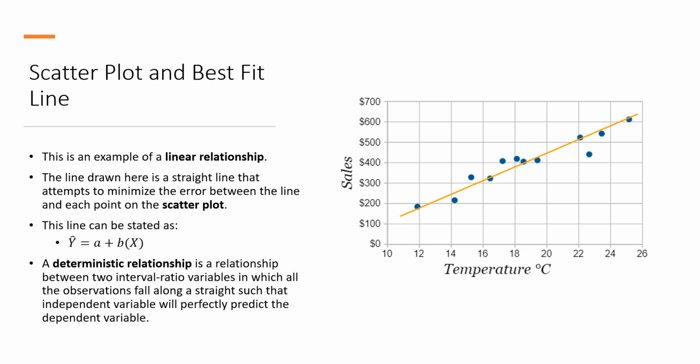This equation can be stated as y, our, in this case, dependent variable, is going to be equal to a, our constant, plus b, our slope, times our independent variable. If this were a deterministic relationship, which is a relationship between two interval ratio variables in which all observations fall along a straight line such that the independent variable will perfectly predict the dependent variable. This is not the case here. We can see that some of the data points do not fall directly along this line. However, this line is an attempt to best fit this data.